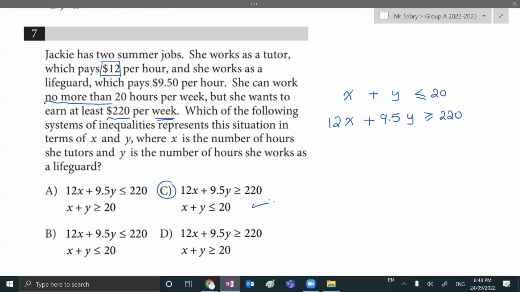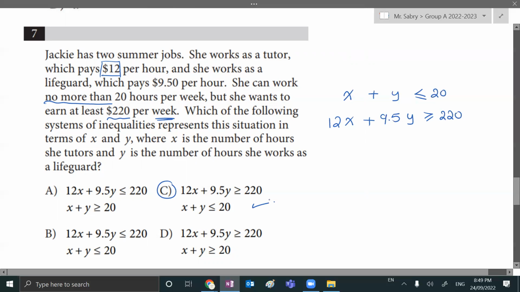Perfect. I get the question, but when I was solving it, I understood it's all part 12x plus 9.5y less than or equal to 220. But the bottom part I really didn't understand. Now I got it. Which is the x plus y less than or equal to 20, right? No, the 12x. So where did I get those from?